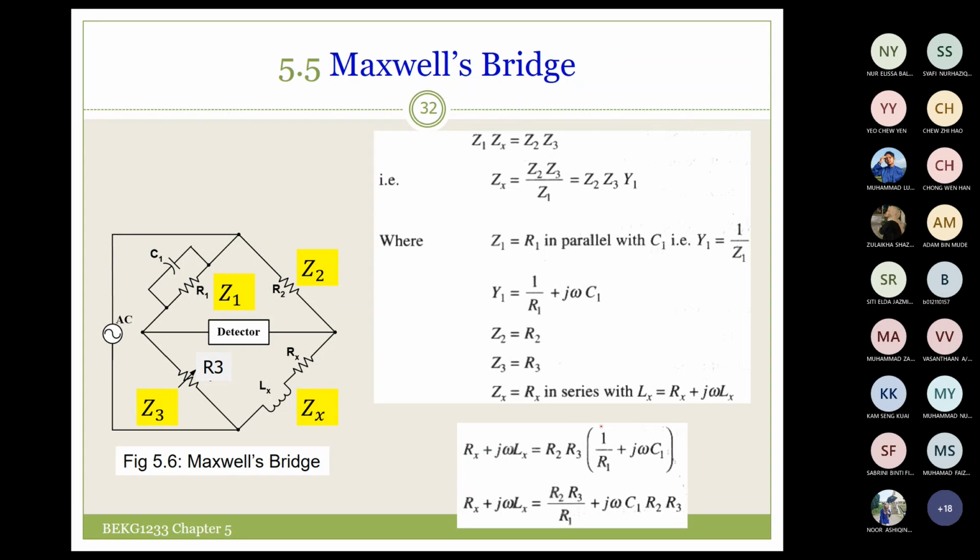multiply it and open the bracket, and you can get this. So you can get R2 R3 over R1 plus j omega C1 R2 R3. So here you can get one simple equation for the Maxwell bridge.